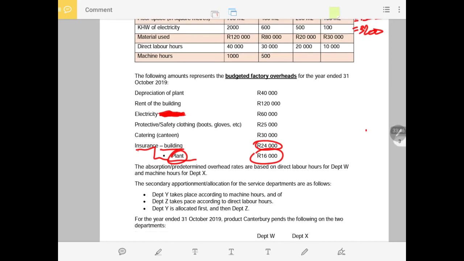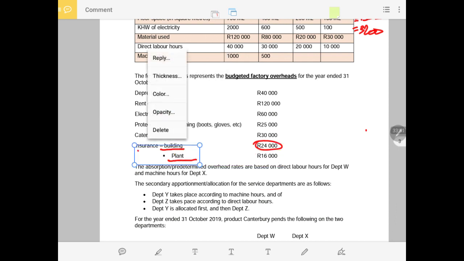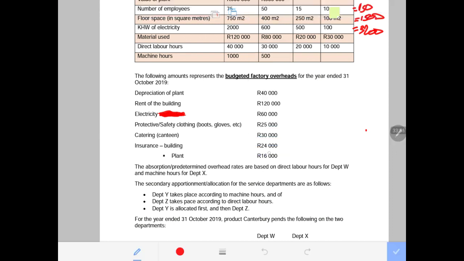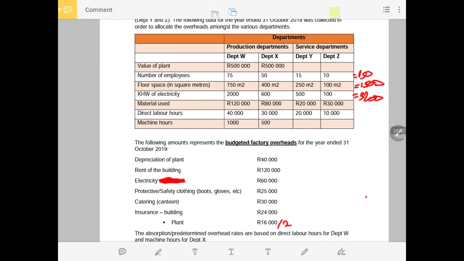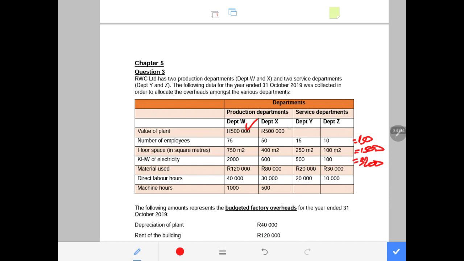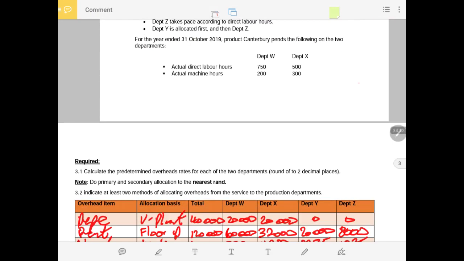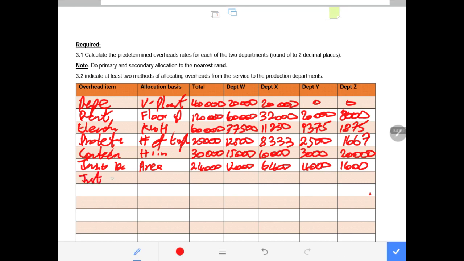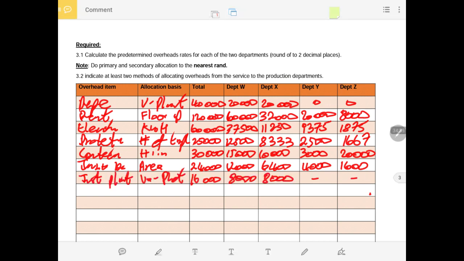So when it comes to the insurance of the plant, remember the plant is in the building. So now it will be based on the value of the plant. We just divide this by 2. Why? Because the value of the plant in department W is 500,000, and the value of the plant in the second department is 500,000, which gives us 1 million, meaning it is 50-50. So the cost that we are allocating is 16,000, and 8,000 goes to department W, and 8,000 going to department X. The service departments don't have the plant, so we cannot allocate any cost relating to the plant, because we are paying the insurance for the plant.